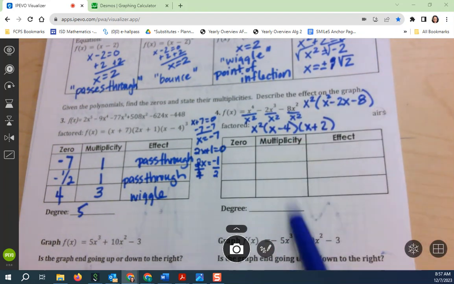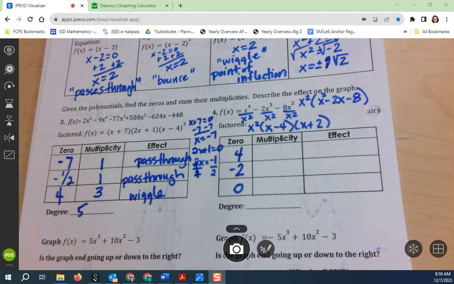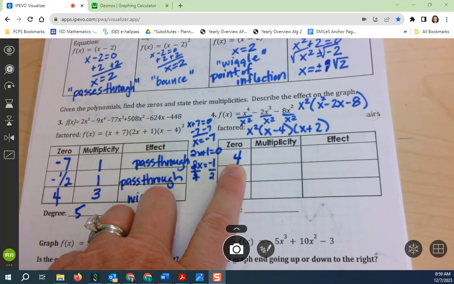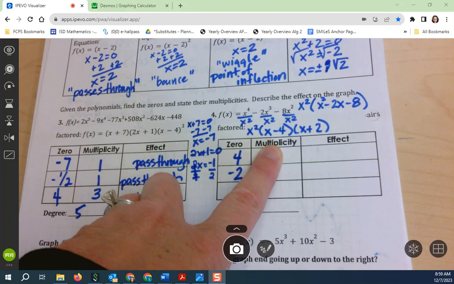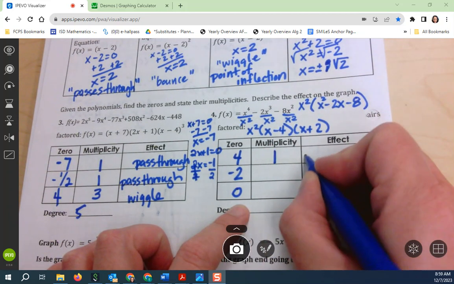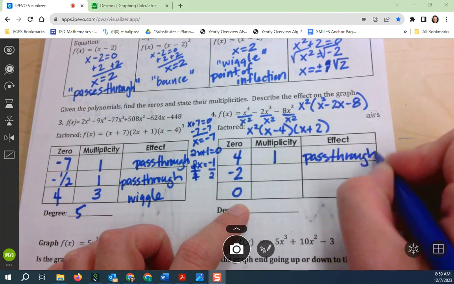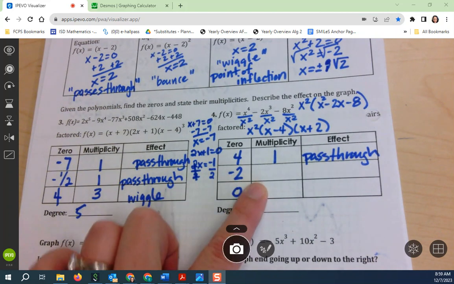So I want you to try to fill in this chart here now, okay? So the 0 of 4 has what multiplicity? Is he right? The 0 of 4, does it have multiplicity 1? Yeah? Okay. Which means pass through. How about the 0 of -2? Multiplicity is also 1.